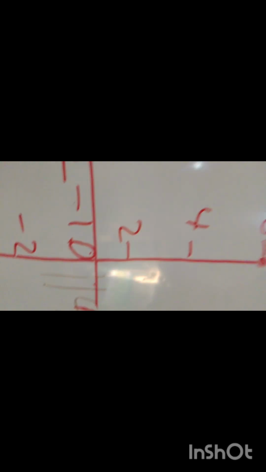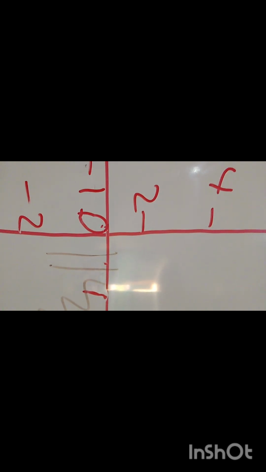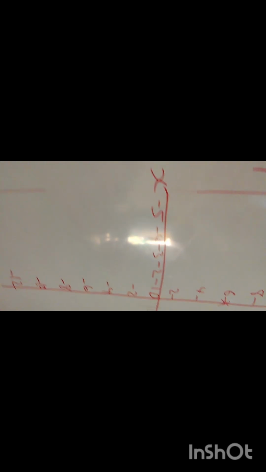Remember that 0 always falls at the center line, either of the vertical or of the horizontal line. Now we mark our 0, 6.